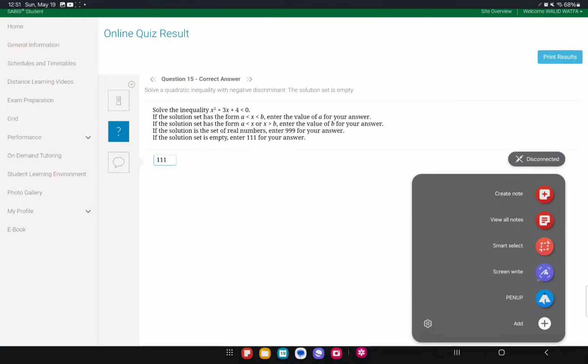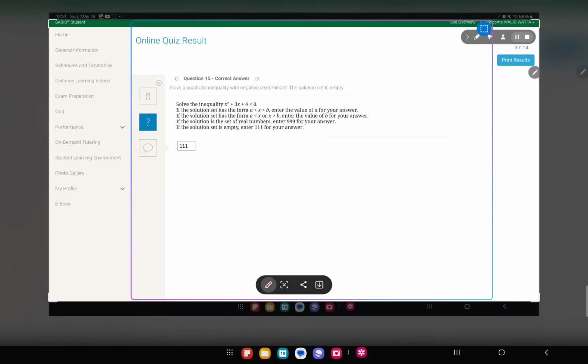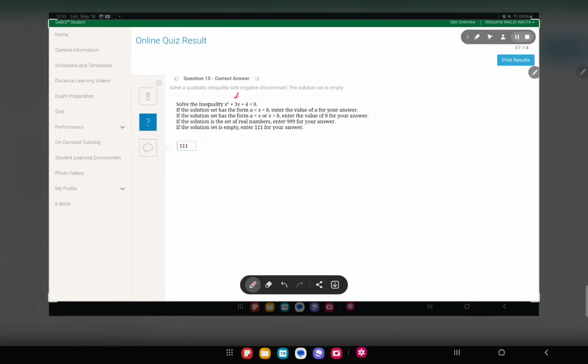So question 15. Okay, solve the inequality x squared plus 3x plus 4 less than 0. If you try factoring this, the first thing obviously you do is b squared minus 4ac, the quadratic formula. You're going to get that it's negative. I'm not going to do it. Actually, no, I'm going to do it, just to prove it, so you guys can better understand.